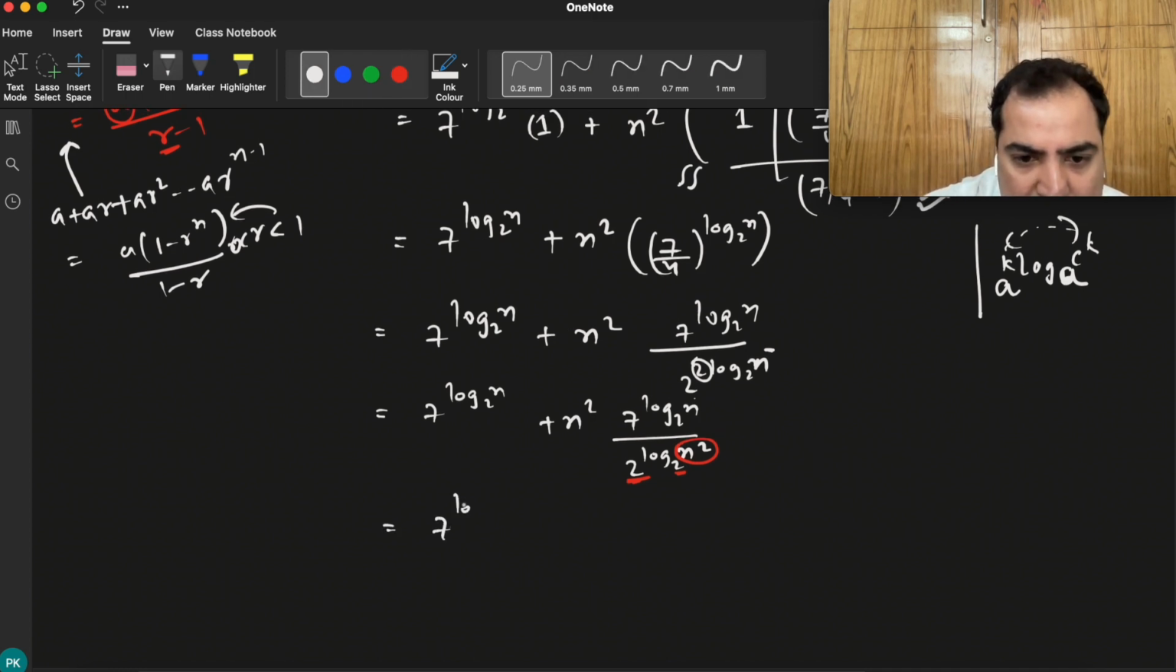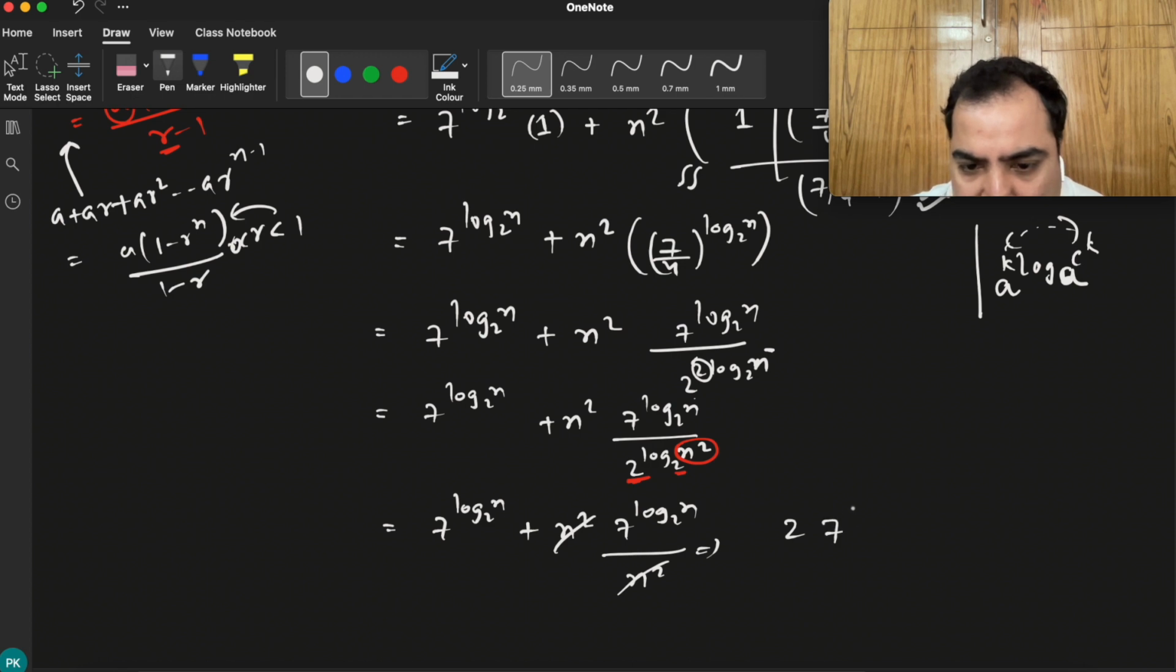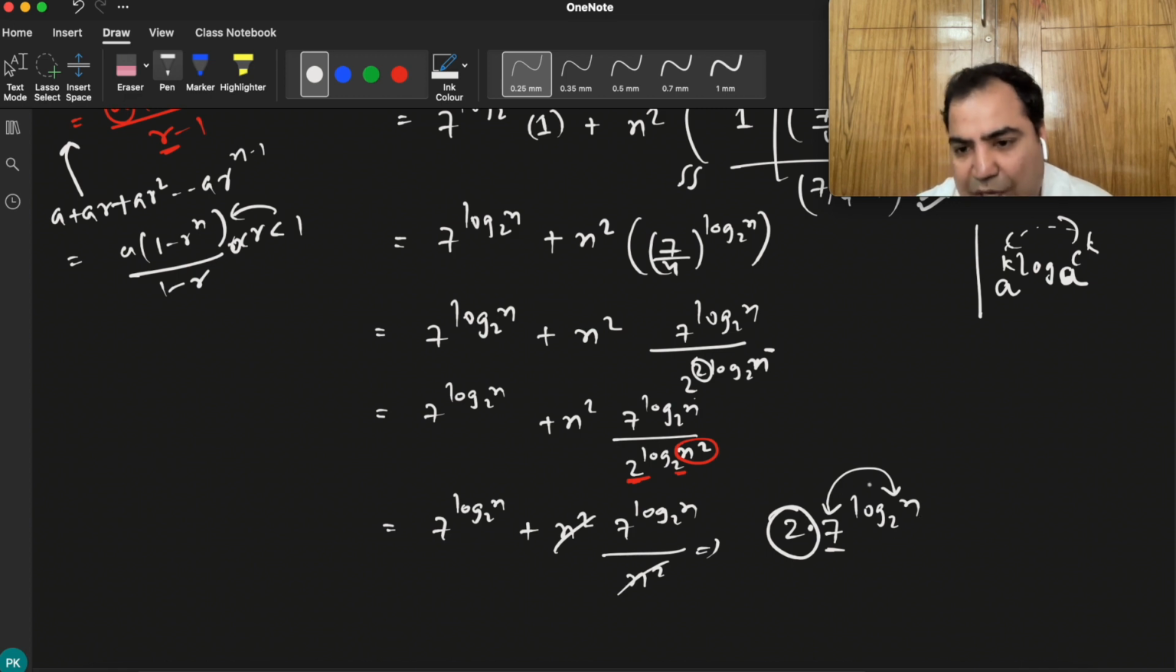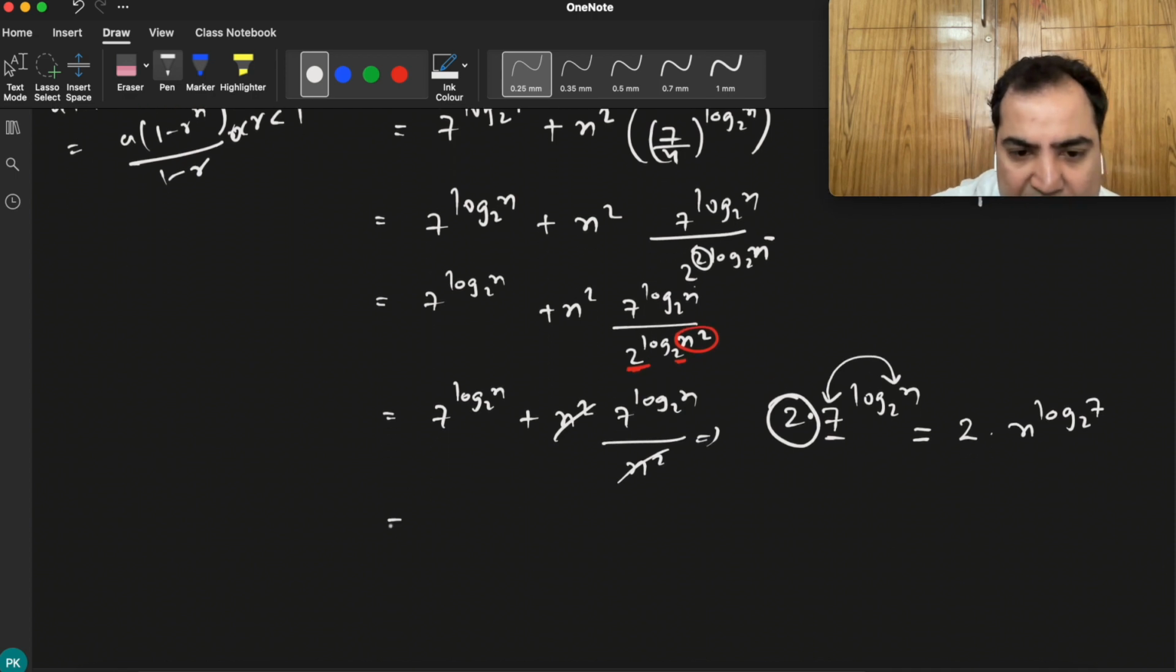So 7 log 2n plus n square, 7 log 2n, and this will be n square. So this thing will get cancelled. So this will be 2 times 7 raised to power log 2n, right? And again, asymptotically, we can ignore the constants, and these things can be interchanged actually. This is also a property of log: the exponent and the base can be interchanged, right? So this is almost equal to n raised to power log 2 base 7. The 2 I'm again ignoring for asymptotic notations, for bigger values.